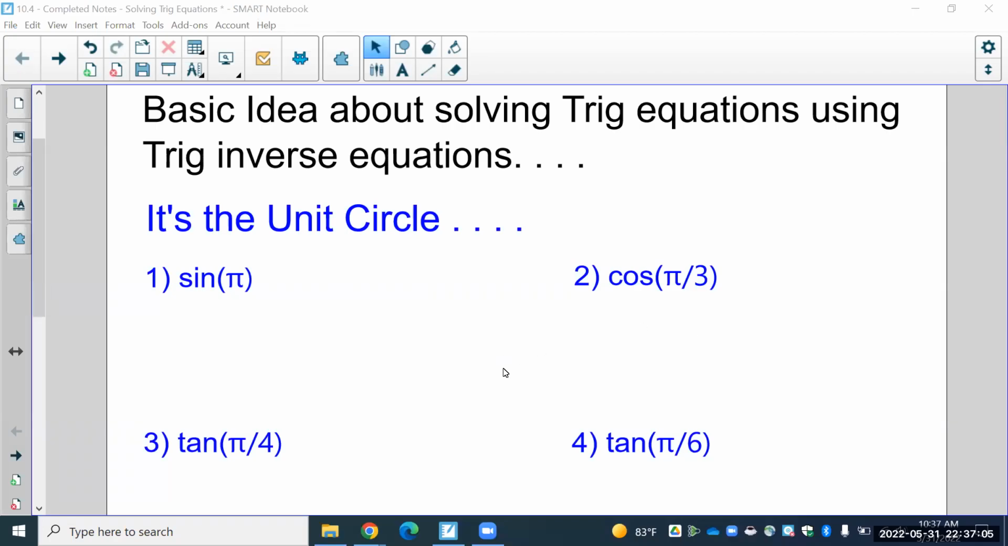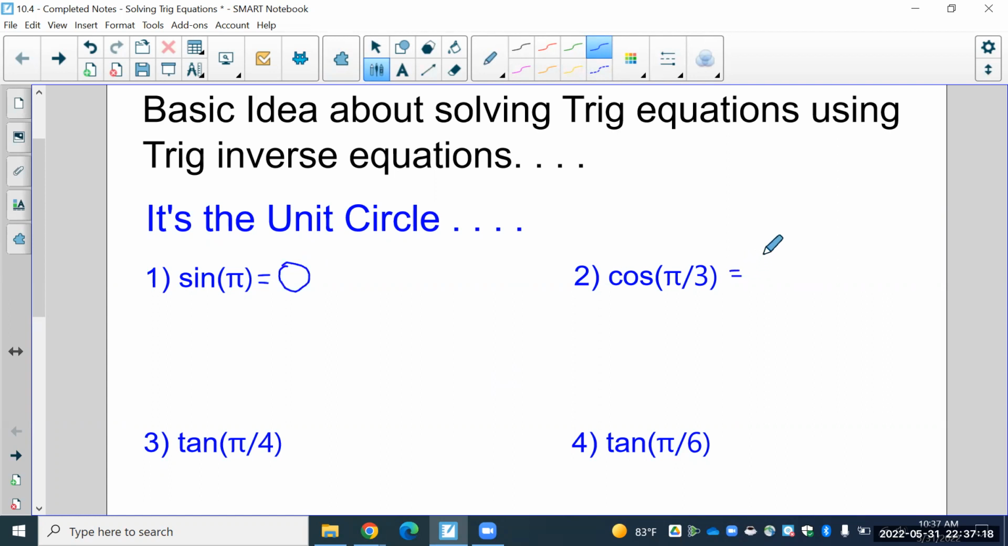So what is the basic idea behind solving trigonometric equations? Let's start with the unit circle and just make sure you understand some basic facts. Like for instance, when I say sine of pi is equal to 0, and cosine of pi over 3 is a half, and tangent of pi over 4 is 1, and tangent of pi over 6 is root 3 over 3. Do you know where I'm getting these from, right?